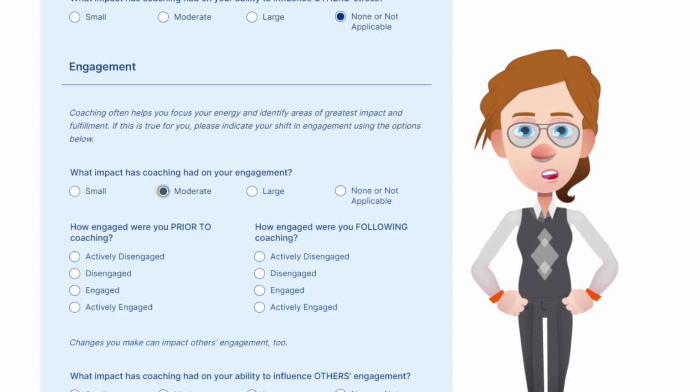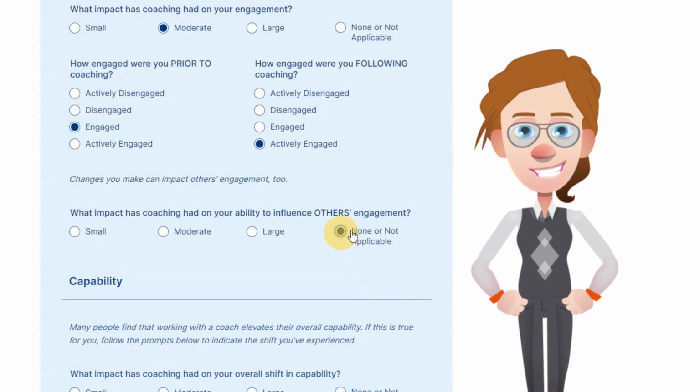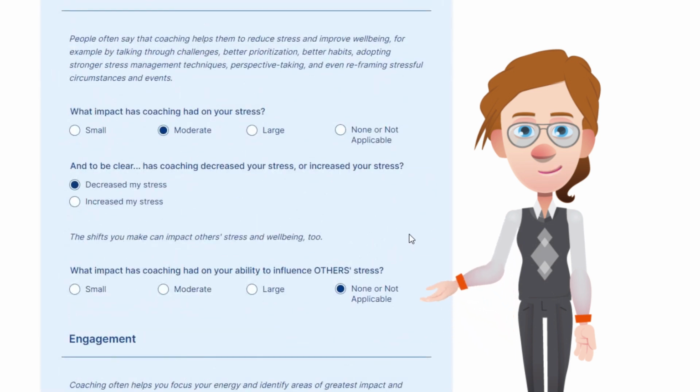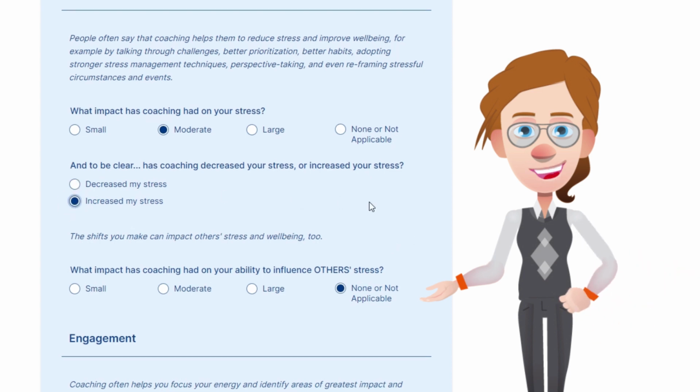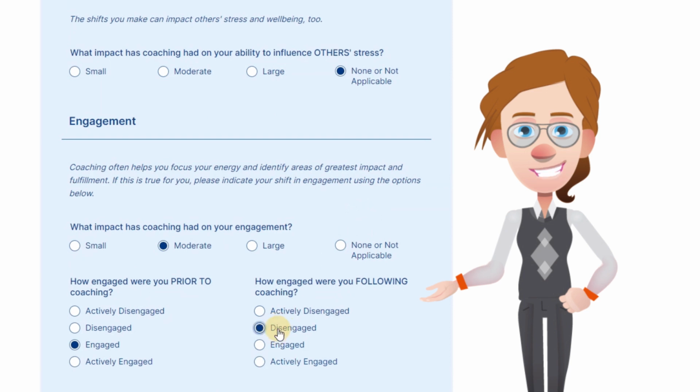As you go through the interview, skip the domains that aren't applicable. It's perfectly reasonable for coaching to impact only 1 or 2 of the areas we've included. Note that the ROI Estimator allows for negative impacts in addition to positive ones. For example, it allows for a client to say that coaching increased their stress, and even that coaching decreased their engagement. While we trust that coaching has an overall positive impact, allowing for negative effects removes positivity bias.